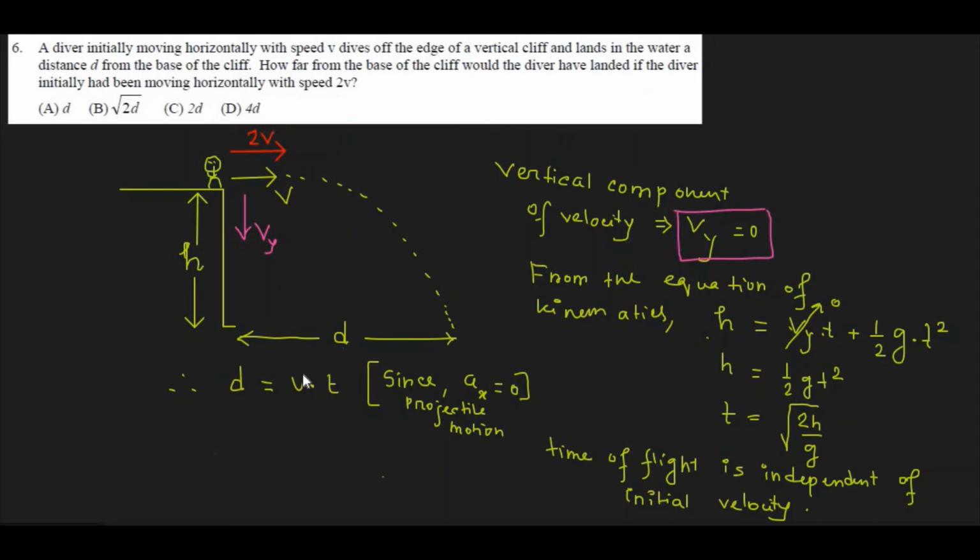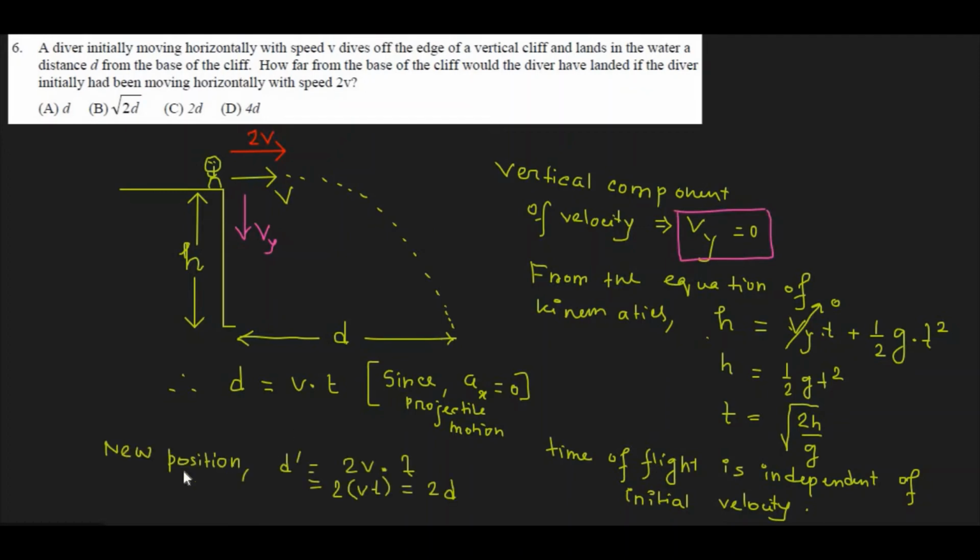So it would be d, that is equal to its initial velocity along the horizontal direction, that is represented by v, into time t, plus half into a into t square. But since the acceleration along the horizontal direction should be 0, we don't have to consider the acceleration here.